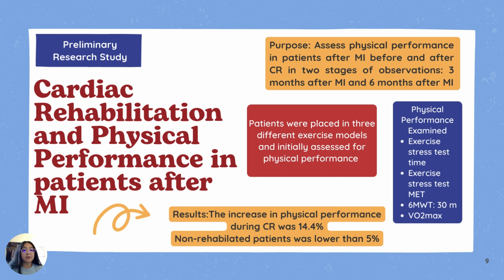So the results showed that the increase in physical performance during cardiac rehabilitation was 14.4%, as opposed to the patients who did not have that cardiac rehabilitation, whose physical performance only went up 5%. So that's a big difference, about double the number of patients who saw an increase in their VO2 max, their 6-minute walk test, their exercise stress test after completing cardiac rehabilitation for 3 months and then 6 months versus the patients who did not have cardiac rehabilitation at all, who only improved their physical performance 5%.